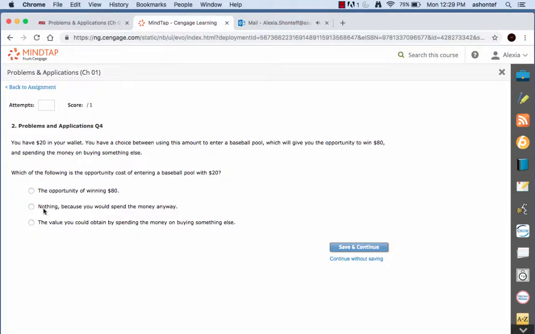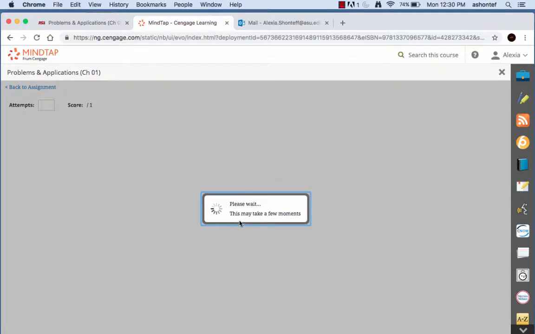Okay. The next one says nothing because you would spend the money anyway. Well, everything has opportunity costs is all I'll comment on that. And then the last one says the value you could obtain by spending the money on buying something else. So when you're looking at the answers here, when you're selecting the opportunity cost, you want to be asking yourself, which one is an actual possible next best alternative, not a probable. So we'll continue on.